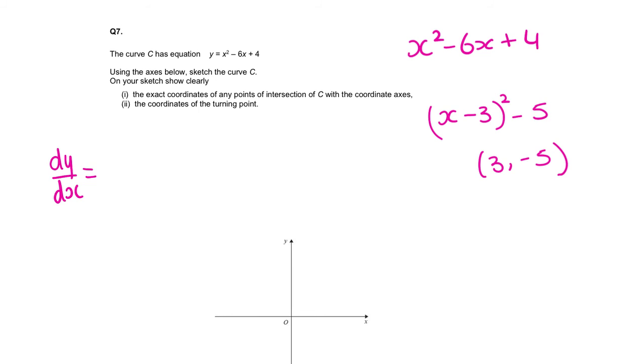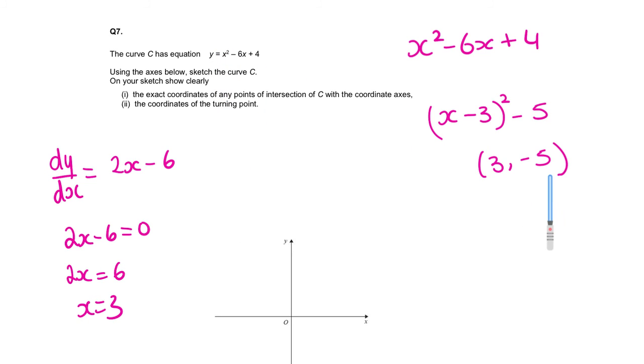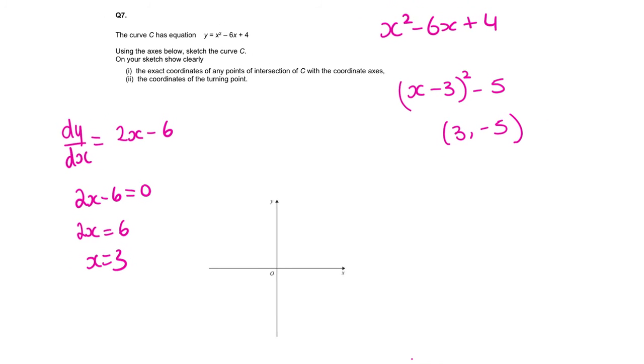If we differentiate y with respect to x, I get 2x minus 6. And I know when 2x minus 6 equals 0, I'm going to get my turning point, my maximum or my minimum. In this case it's going to be a minimum, so 2x equals 6, x equals 3. I can substitute 3 back into this equation and I will get negative 5. Okay, so you can see there are two ways to do this. So I know it's going to be a minimum at (3, minus 5), which is roughly here.